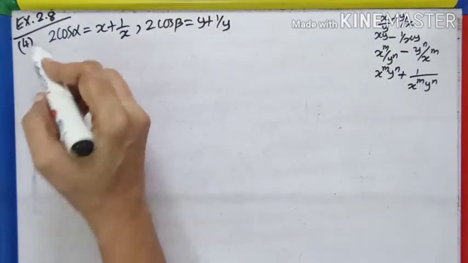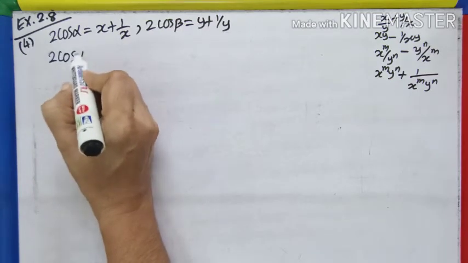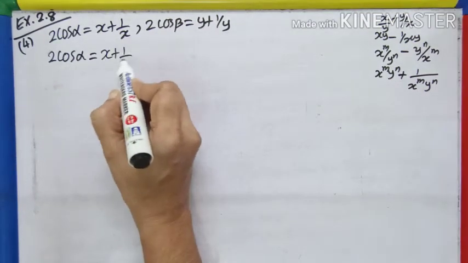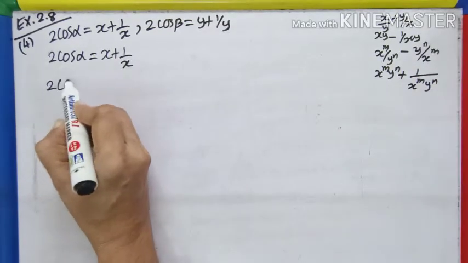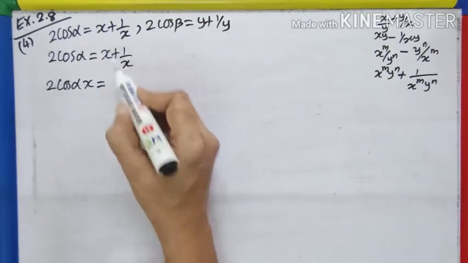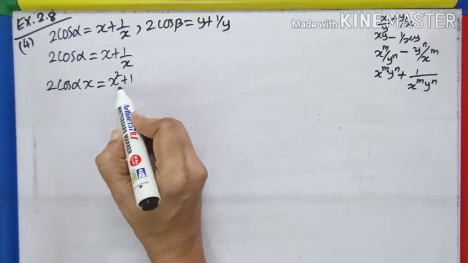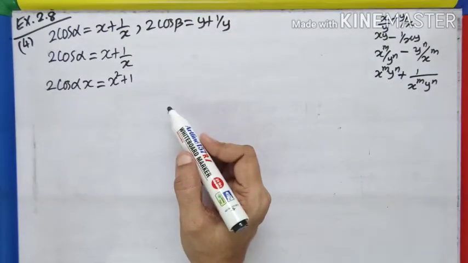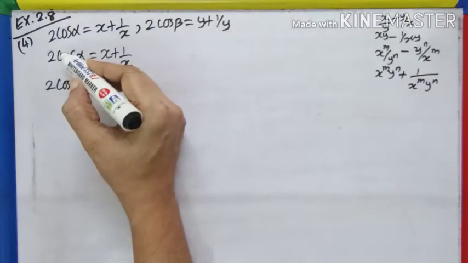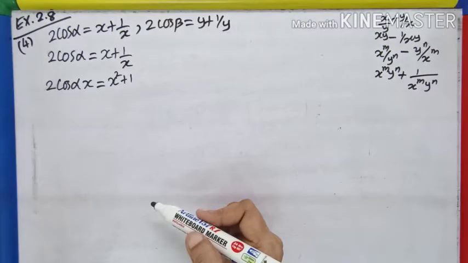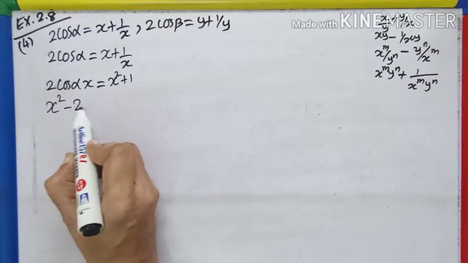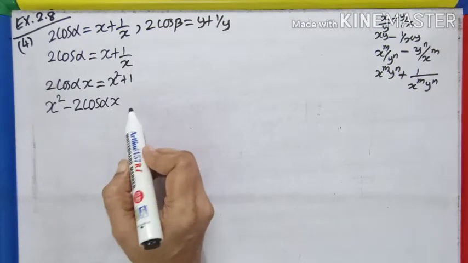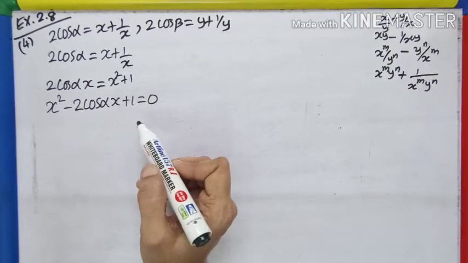So let me consider this first part. 2 cos alpha equals x plus 1 by x. Cross multiply, I get 2 cos alpha x is equal to x square plus 1. I am throughout multiplying by x. So 2 cos alpha x, x into x plus 1. The next step, bringing everything to the same side. x square, bringing this to the other side, minus 2 cos alpha x plus 1 equal to 0. Find out what is x then.